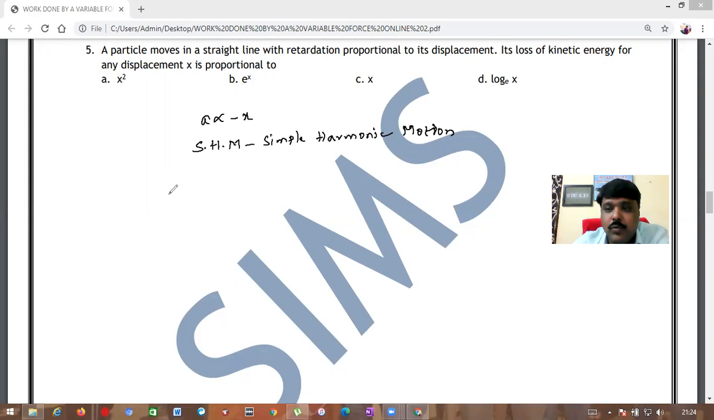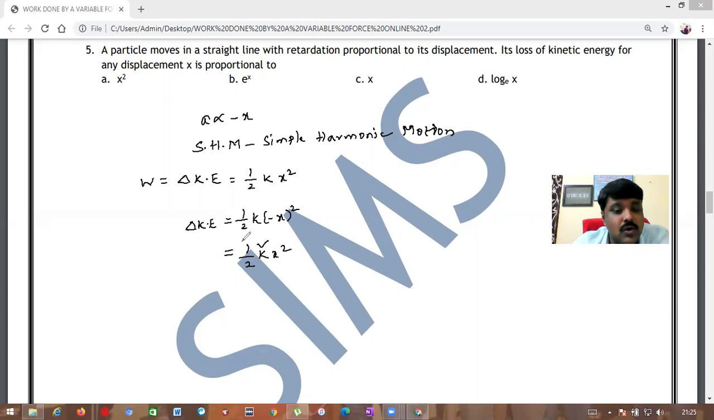Even in case of simple harmonic motion, according to the work energy theorem, the work done equals the change in kinetic energy, which equals half k x square. Here it is minus x. That is half k into minus x whole square, which equals half k into x square again, where k is constant and half is constant. Hence, the loss in kinetic energy is proportional to the square of the displacement. Hence, our option is A.